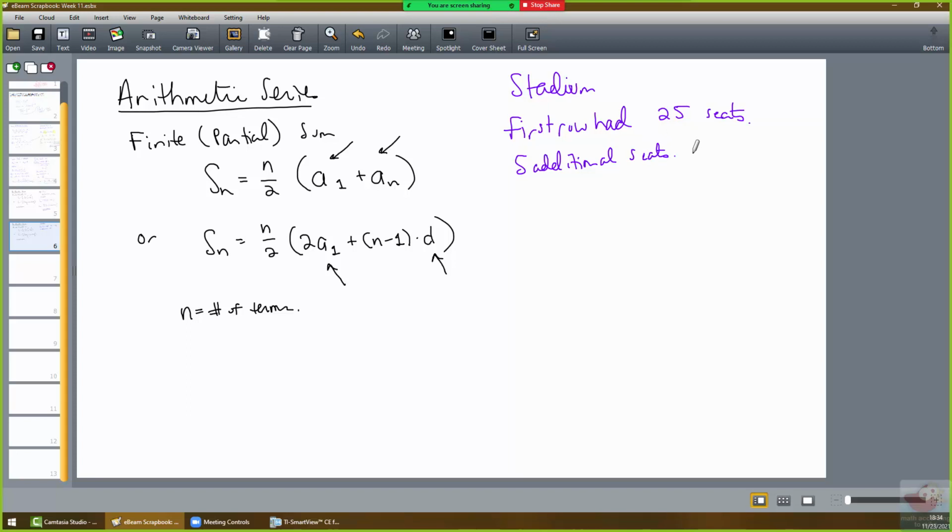My dog is chewing on something. I'm a little concerned. The last row has 125 seats. And the question is, how many total seats?